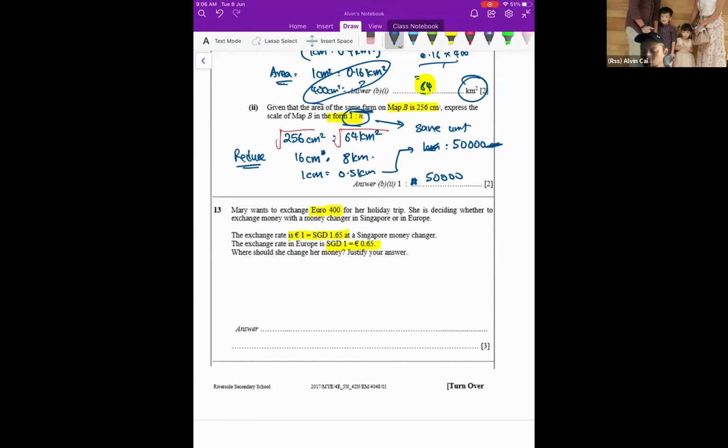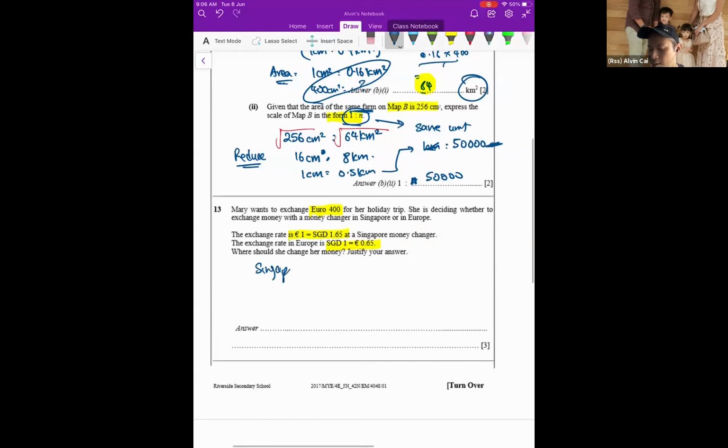So where should we change? Basically in Singapore, this is euro, correct. Assuming we want to change 400, let's see how much you need to use to change this 400 euro in Singapore. All we need to do is 400 euro multiplied by 1.65. That will be how many Singapore dollars you need to pay, which is 660. So you need to pay 660 to get the 400 euro. That's in Singapore.